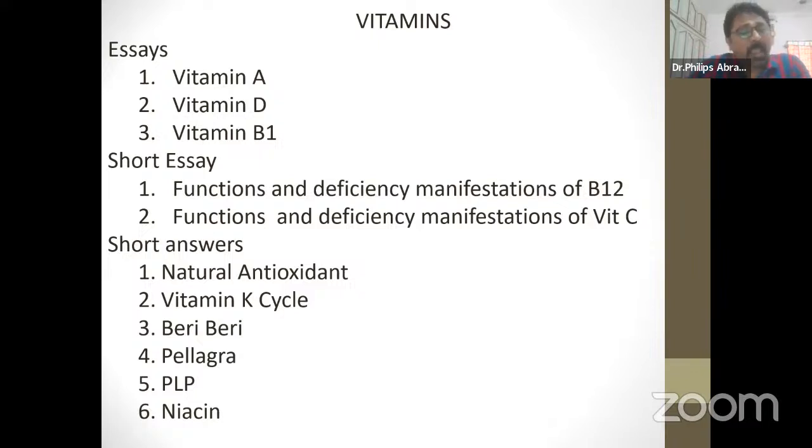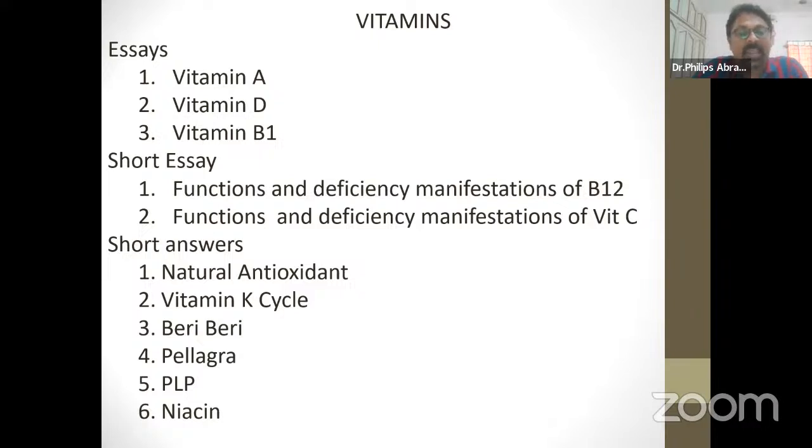Then in the short essays, I have given you the functions and deficiency manifestations of vitamin C. That is always another important repeated question. Once or twice, the functions and deficiency manifestations of B12 have been asked. And in short questions, natural antioxidants. I hope you know that natural antioxidant means the question is on vitamin E. So that can be one question.